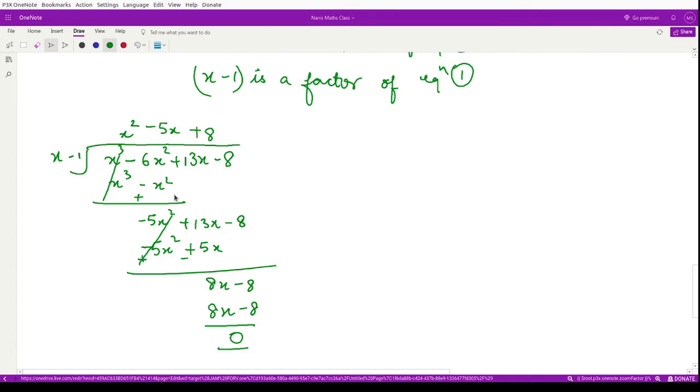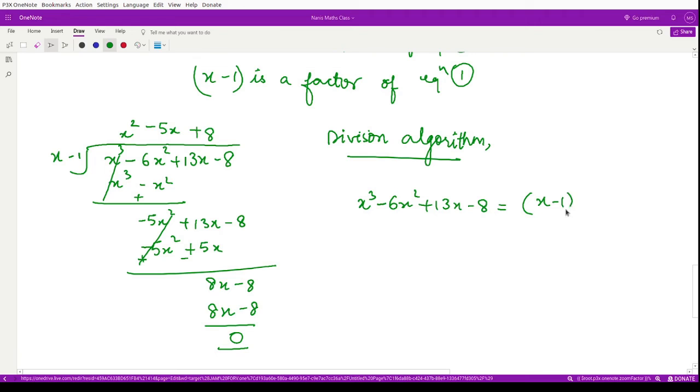So according to the division algorithm, you may write this polynomial x cube minus 6x square plus 13x minus 8 as equal to the product of x minus 1 and this polynomial, that is x square minus 5x plus 8, and the remainder here is 0, right? So you got the one root.